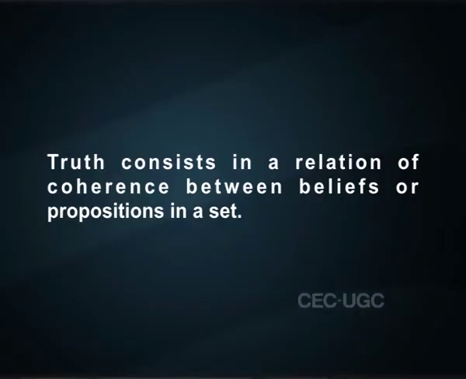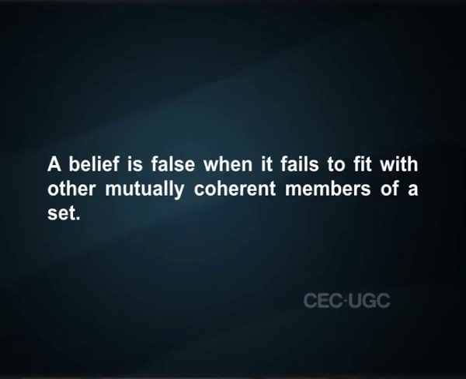Idealist group of philosophers believe that this is the definition of truth in general. We can never be sure of the world. Therefore, we can only assess whether a statement is coherent or not with our beliefs. Truth consists in a relation of coherence between beliefs or propositions in a set. A belief is false when it fails to fit with other mutually coherent members of a set.